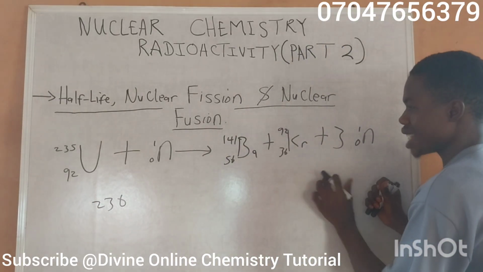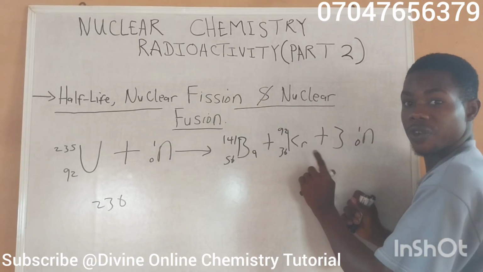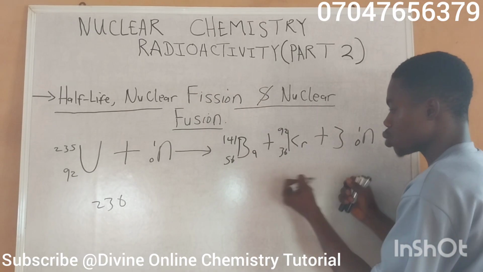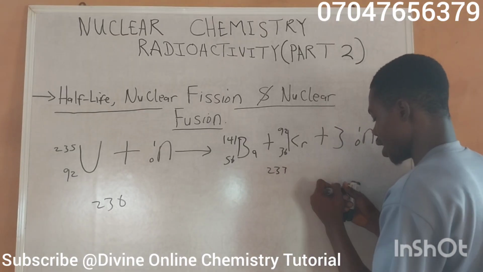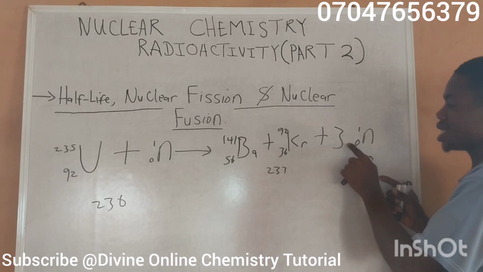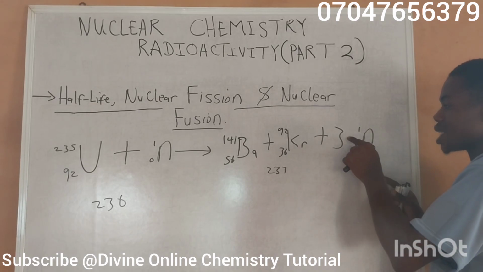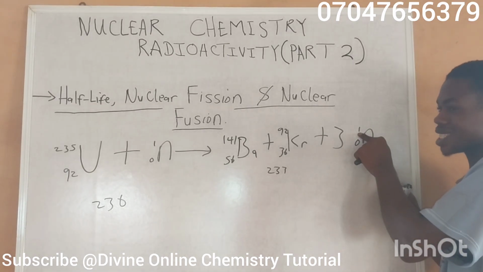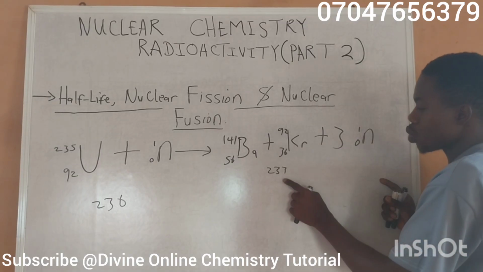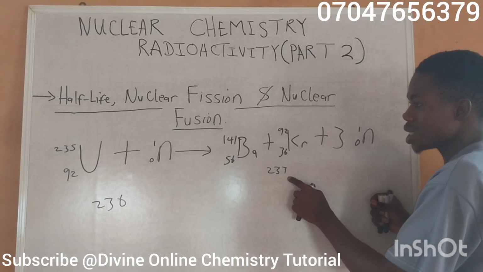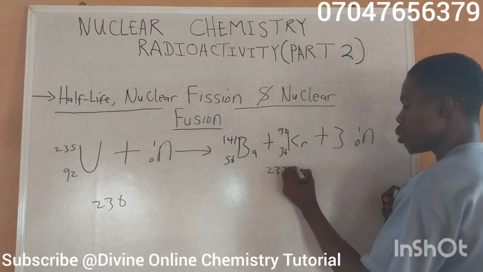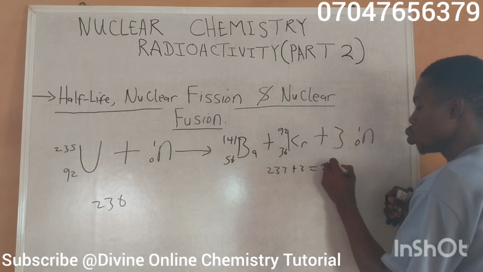Now let's go to the product side. 141 plus 92 gives you 233. So you get 233 first. Then don't forget that we have 3 more neutrons here. Now this 3 will multiply this one up, which is actually the mass number for this neutron. Now 3 times 1 will be 3. Now 3 plus 233 will be 236. Are you seeing it now? So at both sides, 233 plus 3 equals 236.